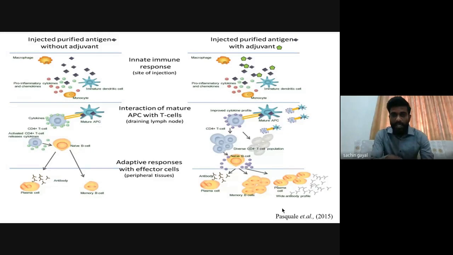In the second stage, there is the interaction of mature antigen presenting cells with T cells. You can see a number of cells formed, that is, diverse CD4 T cells. But in the case without adjuvant, not that many cells are produced. And in the third step, in adaptive responses with effector cells, you can see a number of plasma cells, wide antibodies are also produced, and memory B cells are also produced. But in the case without adjuvant, memory B cells are not produced that much. So this is the basic difference.